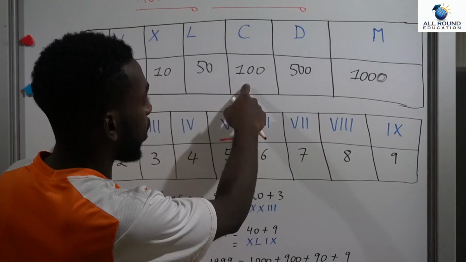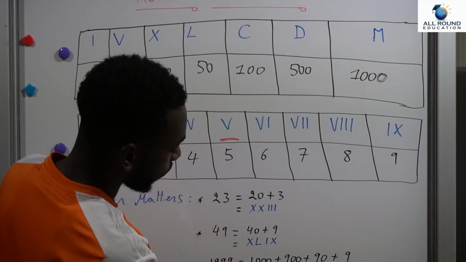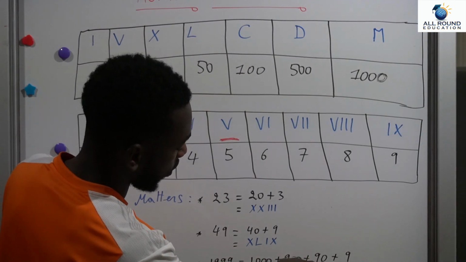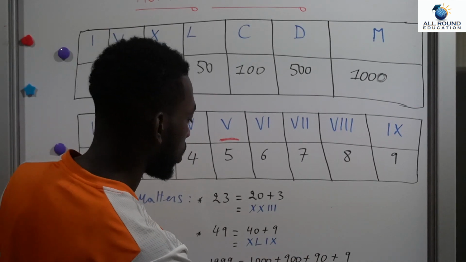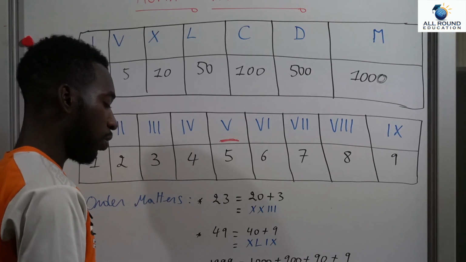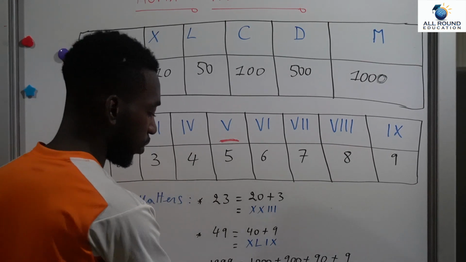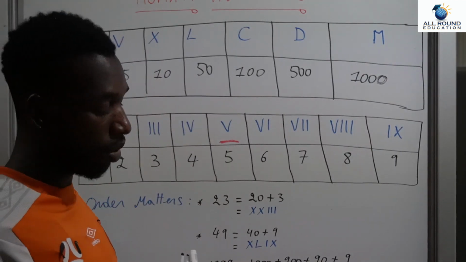And C, we know that it's 100, so 100 minus 10 is 90, right? So that's how you represent 90. And then 9, as we saw, is just 10 minus 1. So that's how you represent it, and that's why order is important, right? Order is important. So this is how Romans represent their numbers.